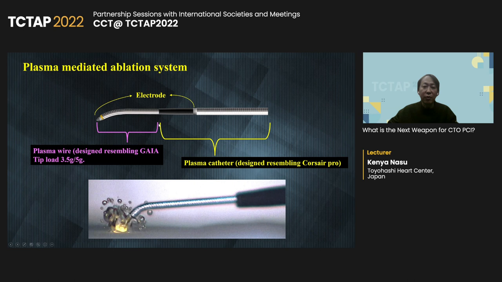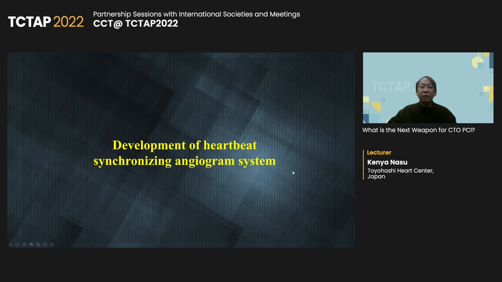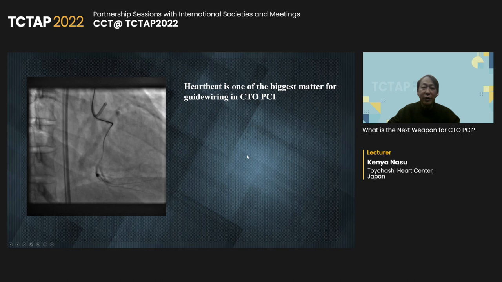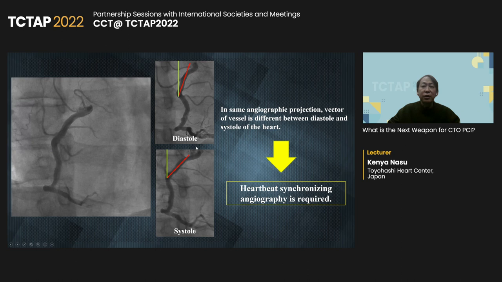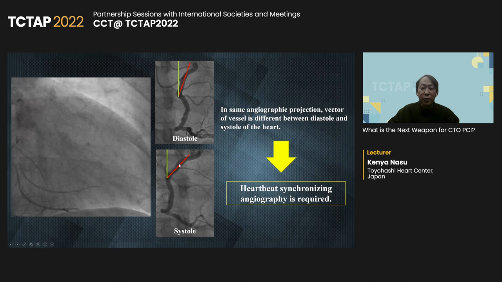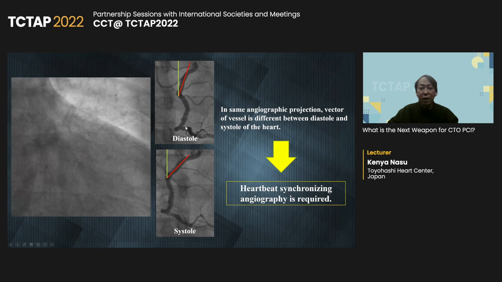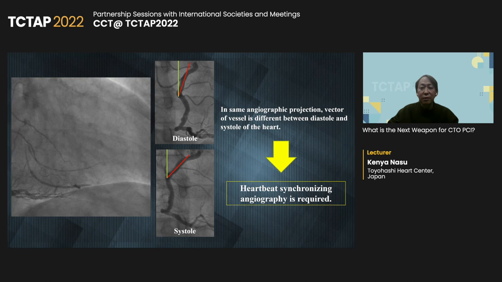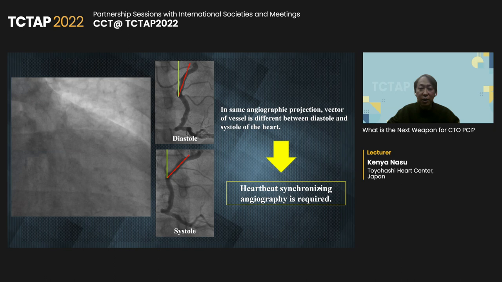And also, we need heartbeat synchronized angiogram for safer precision in the plasma mediated ablation system. Because everybody knows heartbeat is one of the biggest issues for guide wiring in CTO or PCI. And also Dr. Masuno already mentioned that detecting the vessel vector, this angle, is very important. When we see the moving coronary angiogram, detecting the accurate vessel vector is very difficult. The vessel is always dancing. So heart rate synchronized angiography is required.